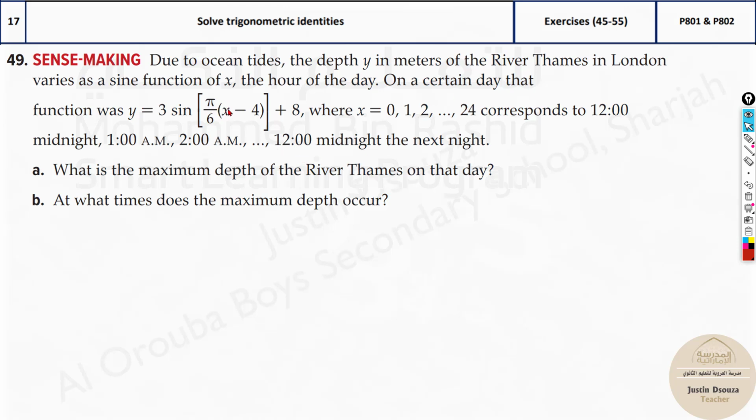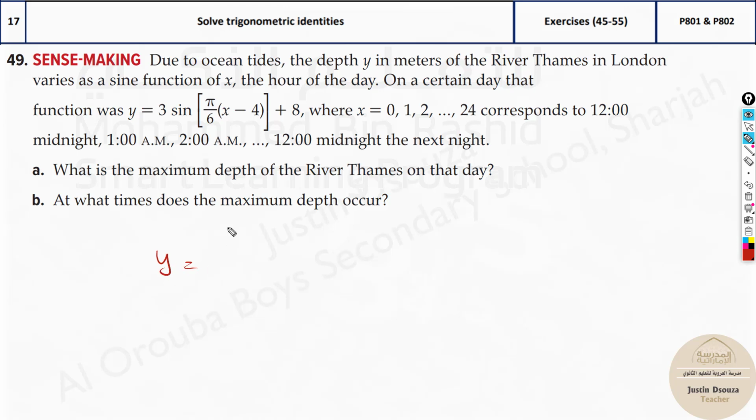So if we get x of 5, it is 5 a.m., till the next night's 12 midnight. So 24 hours are mentioned. What is the maximum depth of the River Thames on that day? At what times does this maximum depth occur? Okay, this is interesting. Now, since it's a sine function, we need to see when it is maximum.